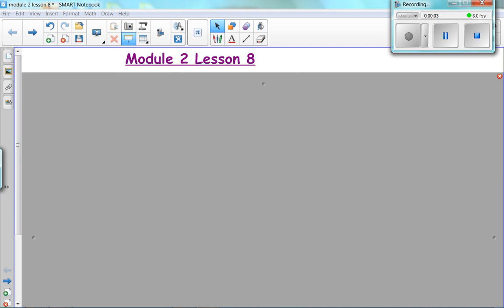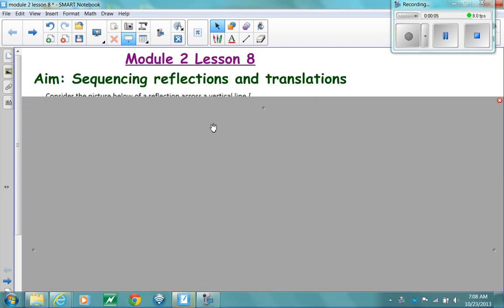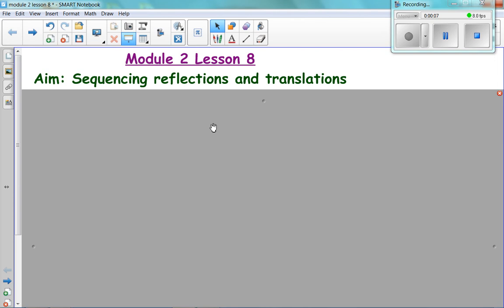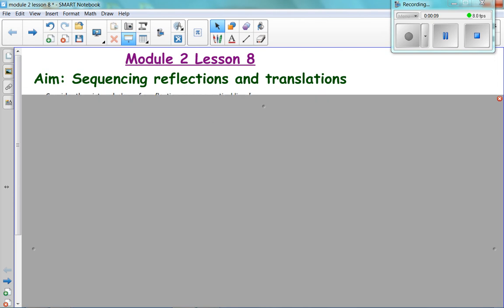This is Module 2, Lesson 8, Sequencing Reflections and Translations. Today we're going to perform reflections followed by a translation, and then we're going to do a translation followed by a reflection, and we're going to examine those two types of sequences.